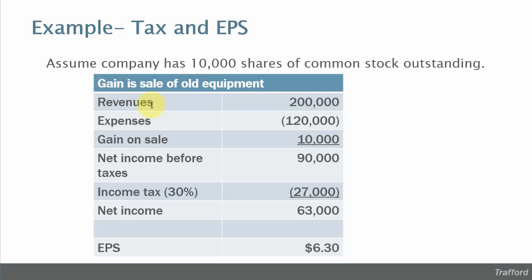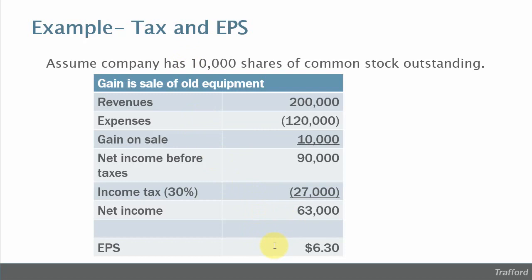So they had revenues of $200,000, expenses of $120,000, and a gain on sale of $10,000. Their net income before tax is just those things added up, or $90,000. If we assume a 30% tax rate, 0.3 times 90,000 gives us $27,000 of tax expense, and net income is $63,000. 63,000 divided by 10,000 shares of common stock gives us our earnings per share of $6.30.